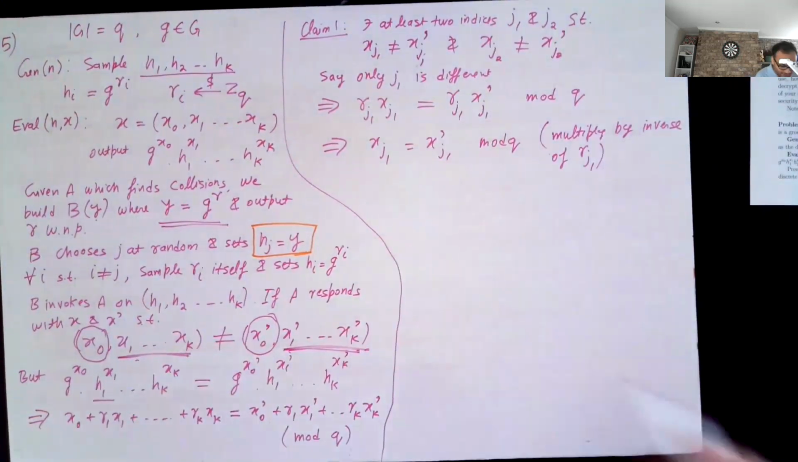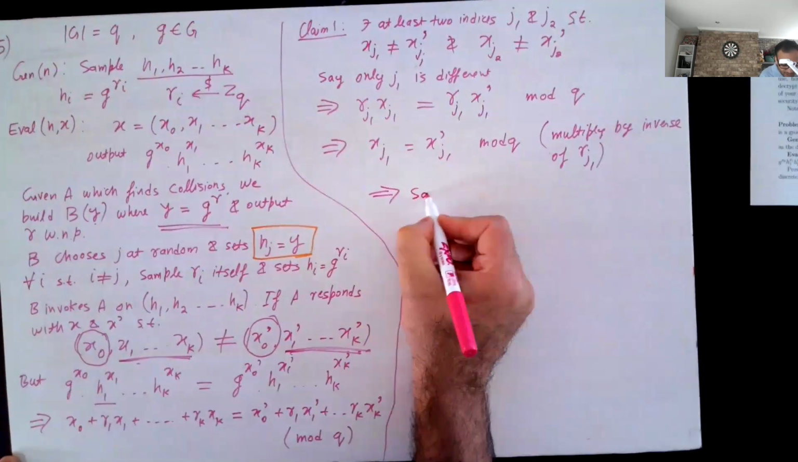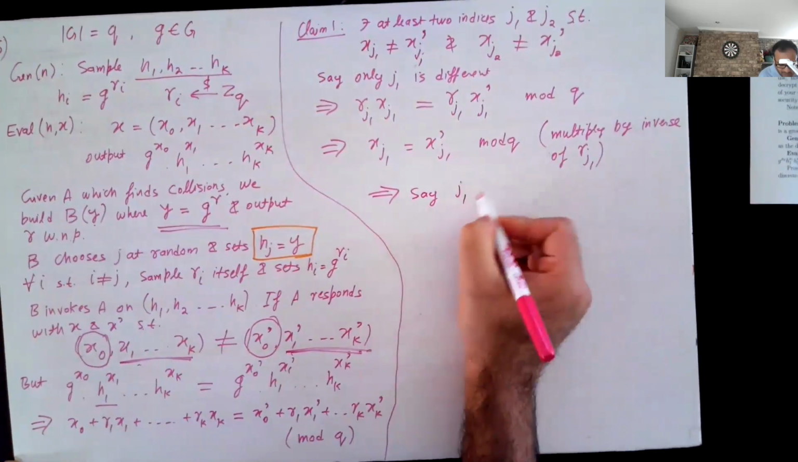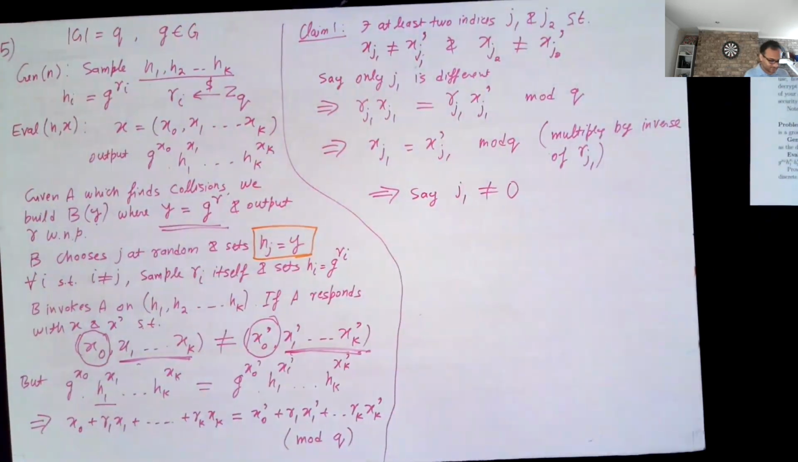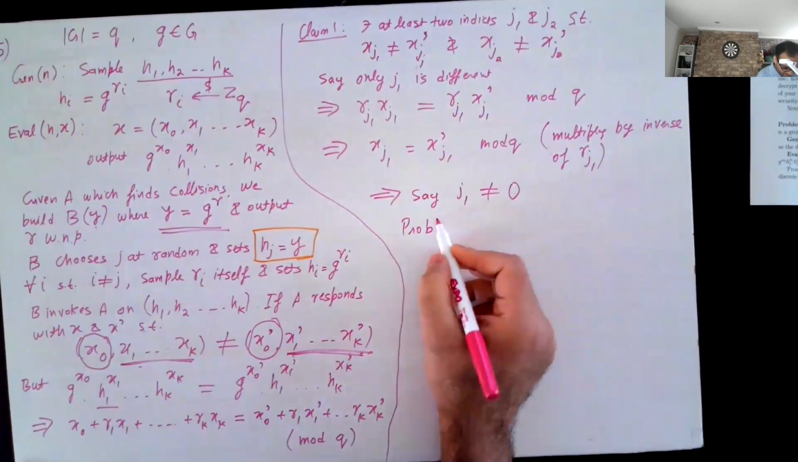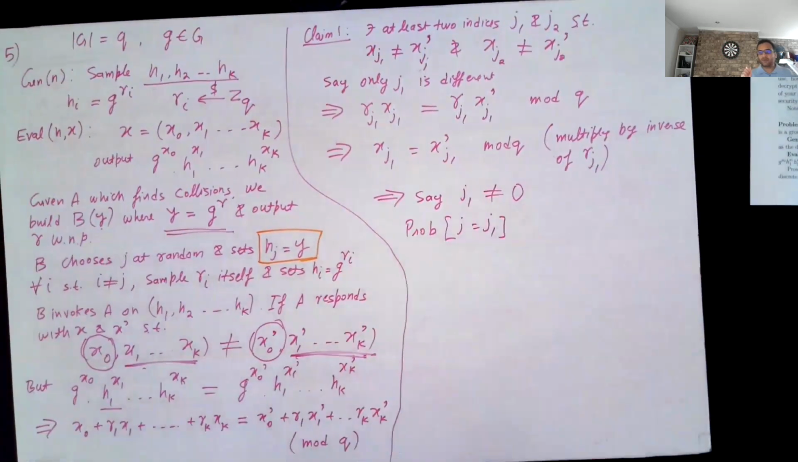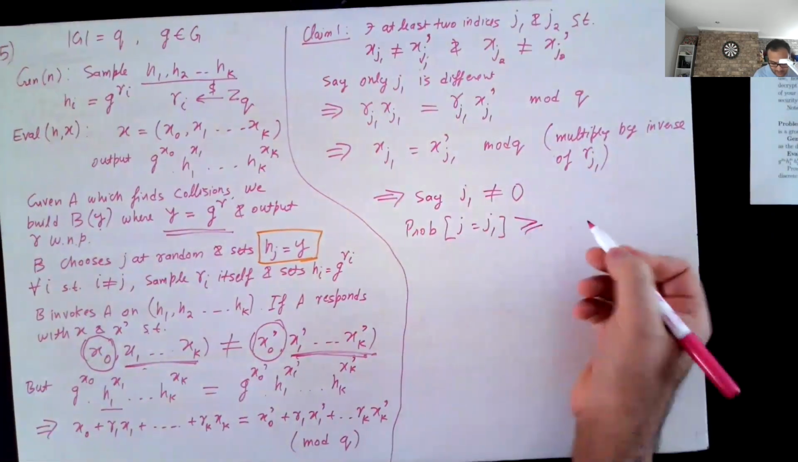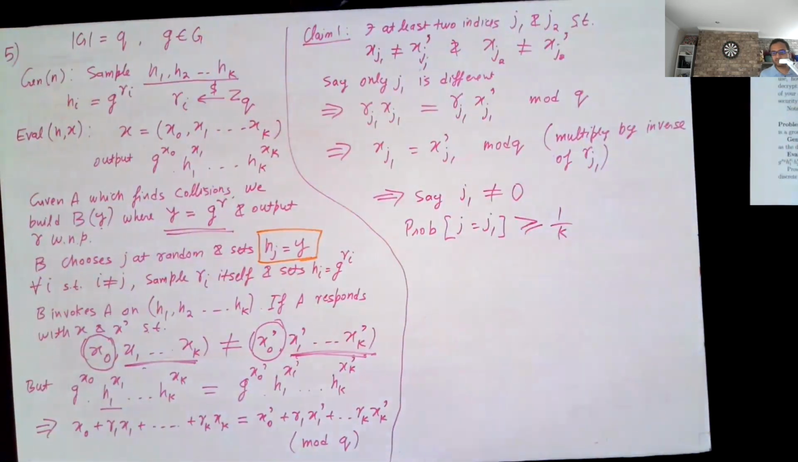Which means that one of the indices must be non-zero. One of the indices is non-zero, we call that, let's say, j1. Now, what is the probability that j equals j1? So j is the location where I put my discrete log. And this is at least 1 by k, which is still noticeable.